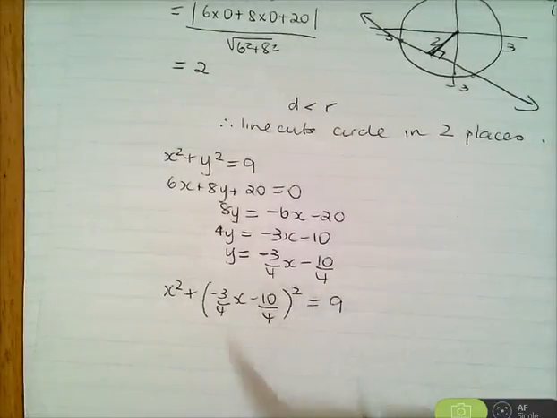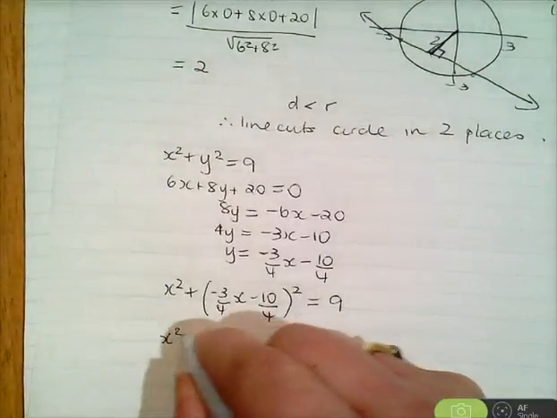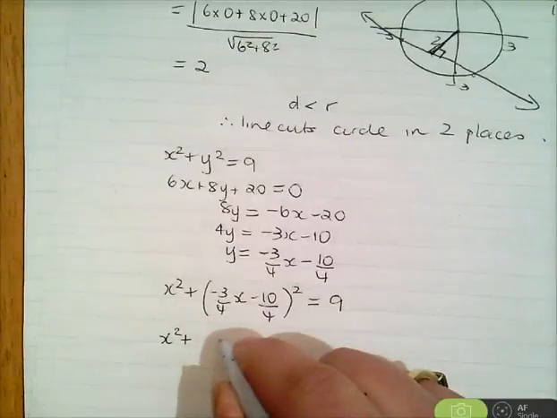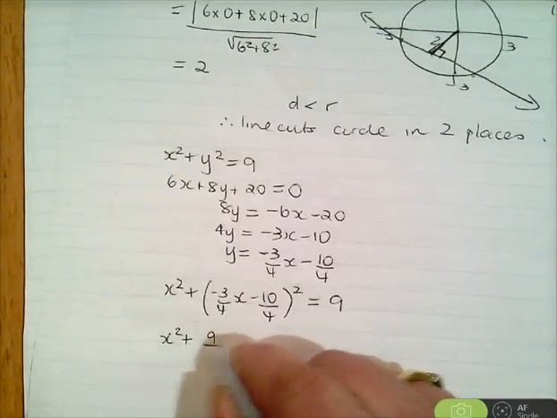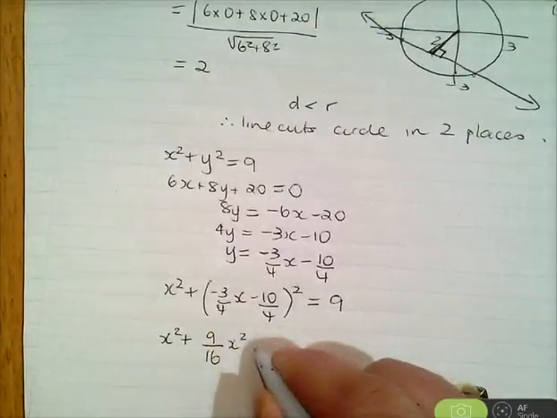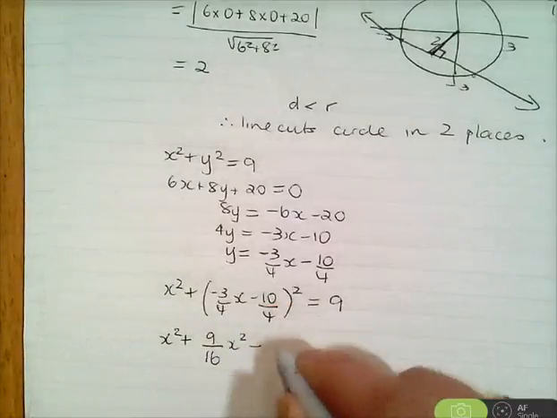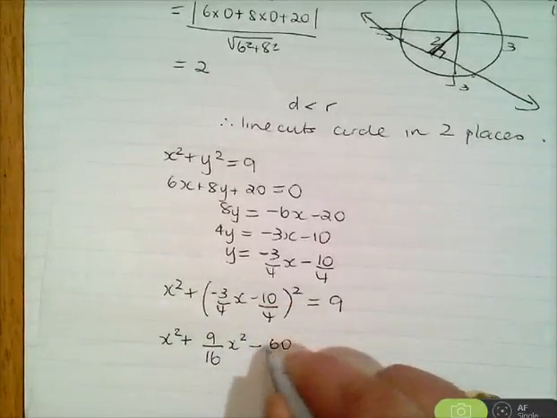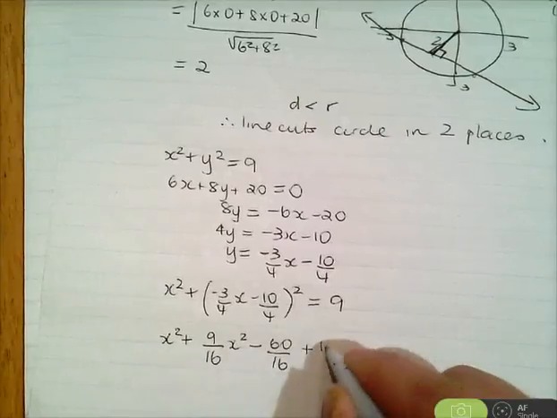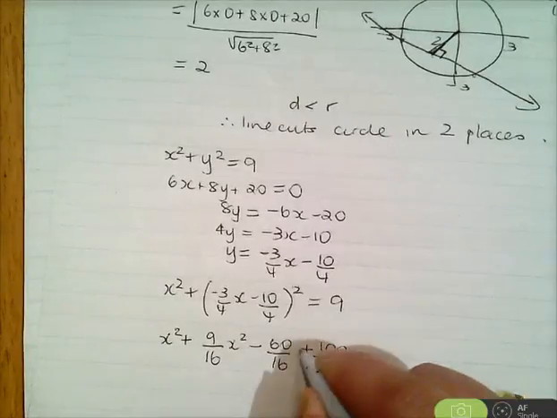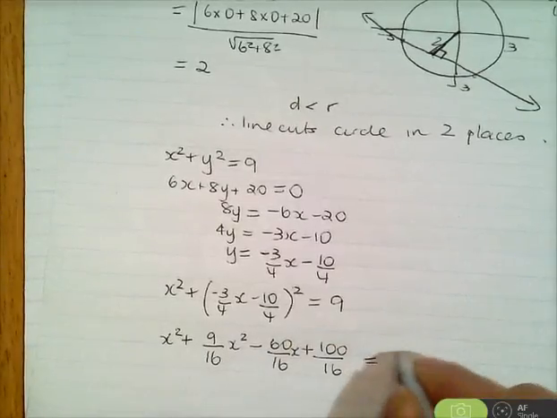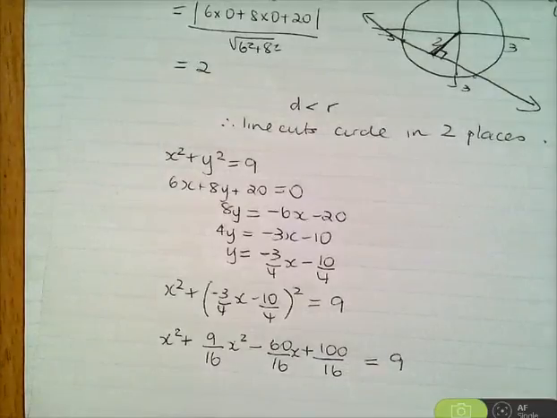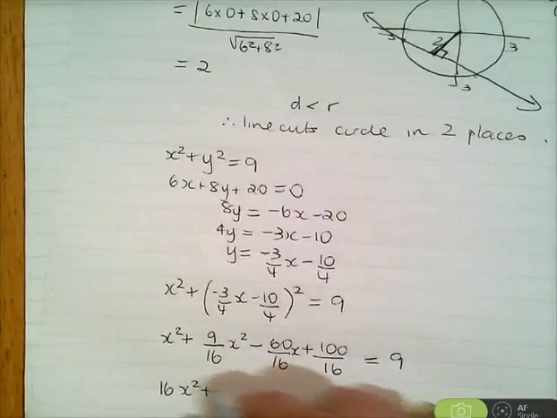This is a perfect square here, so you would have to expand. 3 over 4 x all squared is 9 over 16 x squared. Then you've got to go minus 2 times that, so you'd get minus, I think it's minus 60 on 16 x, and then plus the last one squared, you'd get 100 over 16, equals 9. So you can see that it is getting a little bit messy. You'd have to multiply through by 16. As I said, it's getting messy.